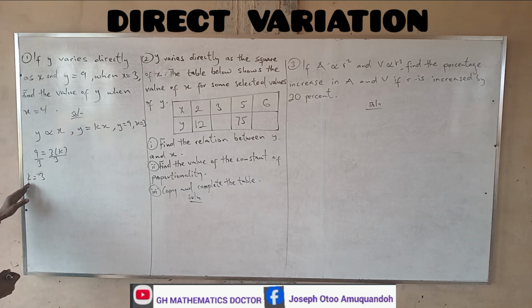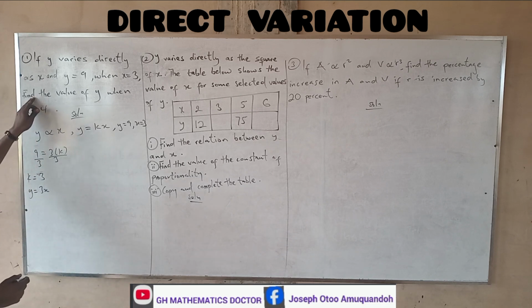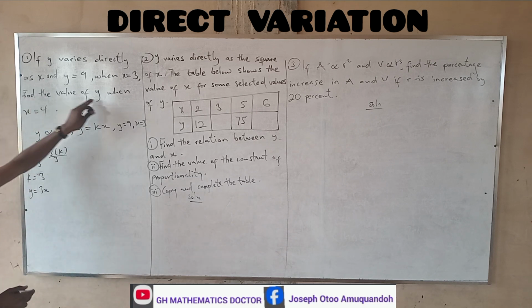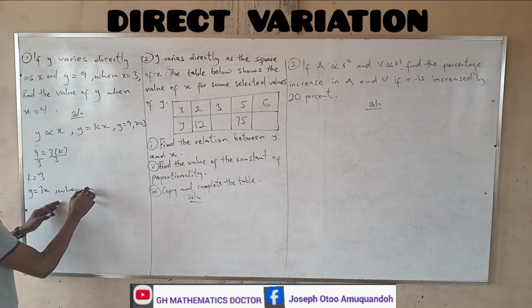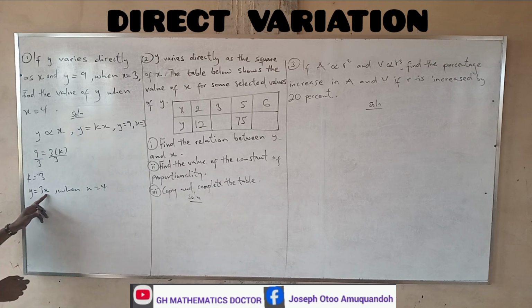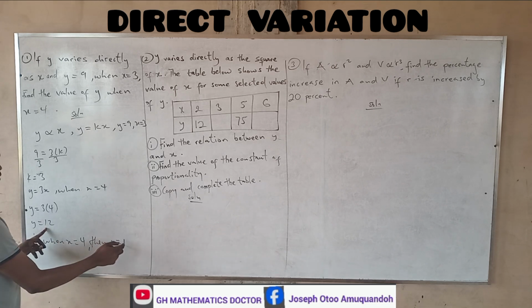So you are going to put this k equal to 3 into the original relation, which gives y equal to 3x. To find the final answer, find the value of y when x is equal to 4. You put 4 in place of wherever you see x, and you say that y is equal to 3 times 4, and y is equal to 12. Therefore, when x is equal to 4, y is equal to 12.